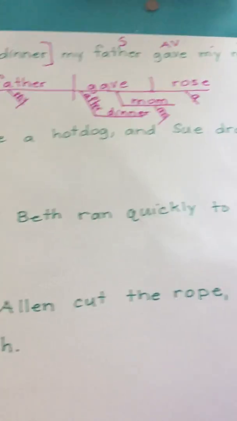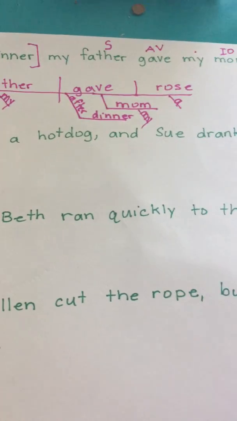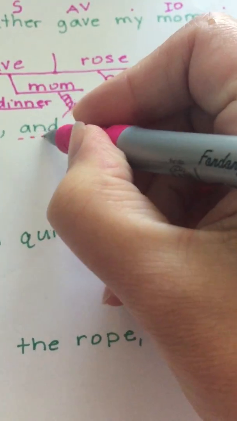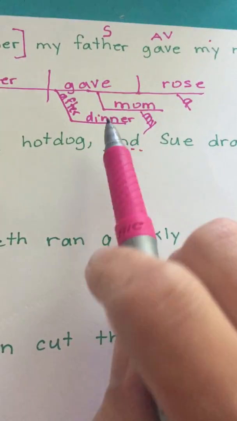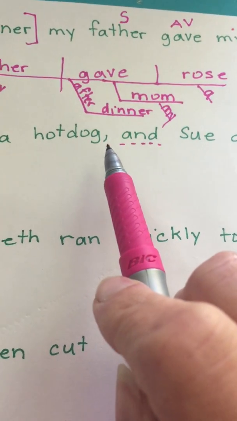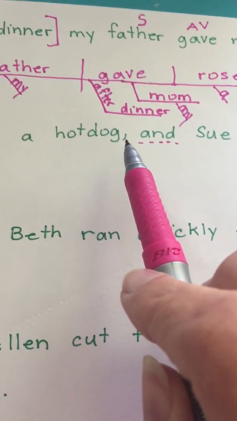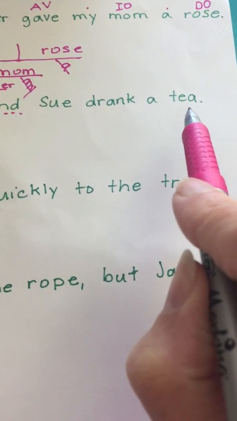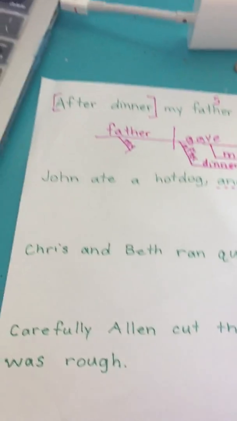Your next sentence. John ate a hot dog and Sue drank a tea. Something else that we talked about, when you see a conjunction, you want to put those dotted lines underneath. In this case, you're going to check, there's a comma right here, which indicates it could be a compound sentence. So let's look. John ate a hot dog, that's a complete thought. Sue drank a tea, it's another complete thought. So this is indeed a compound sentence.